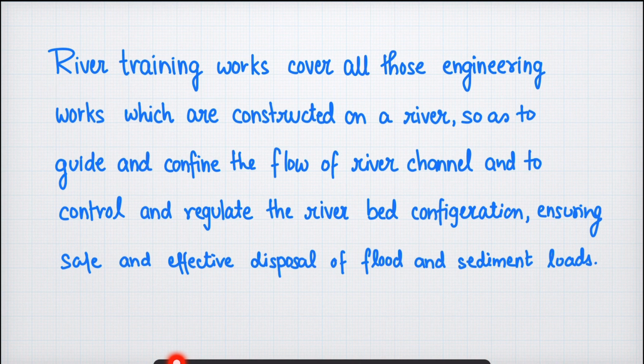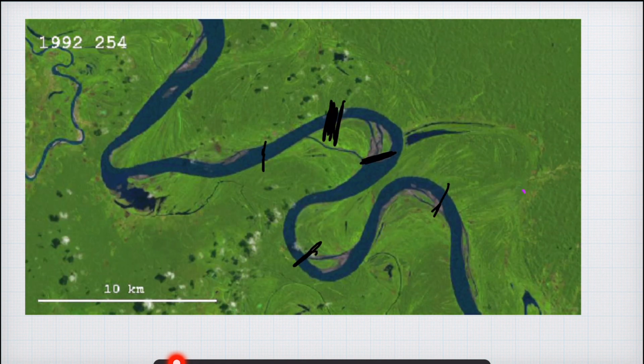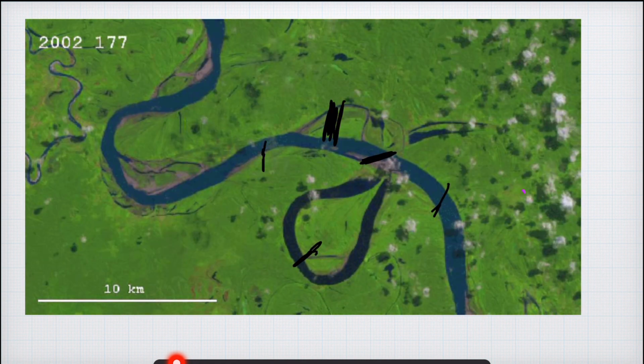The river training work covers all the engineering work which is constructed on a river so as to guide and confine the flow of the river channel and to control and regulate the riverbed configuration, ensuring safe and effective disposal of flood and sediment loads. Got it? So, like we were discussing here, if unchecked, the river is liable to change its course over the course of time.